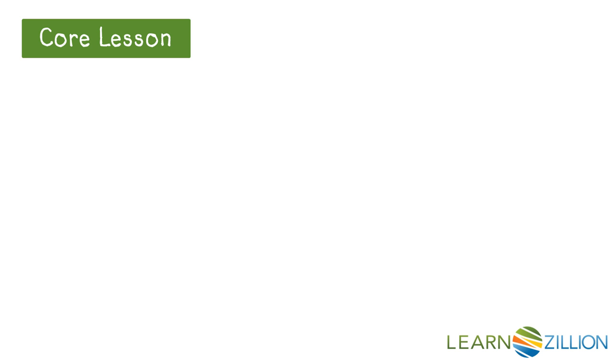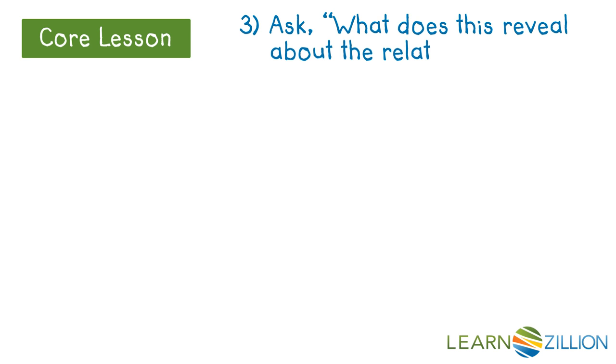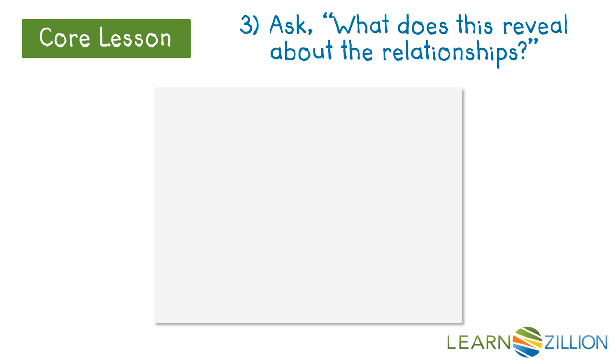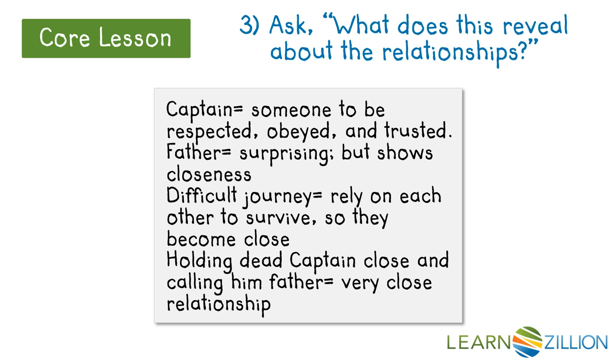The last step is that I need to ask myself, what does this reveal about the relationships between characters? Let's look at the notes I made. You know what? Just by thinking deeply about the text and the annotations we've made, we've almost answered that question already. The narrator and the captain have an extremely close relationship, almost as father and son, due to their difficult and dangerous journey and having to rely on each other. Further evidence of their close relationship is that the narrator holds his captain closely even after he has died.